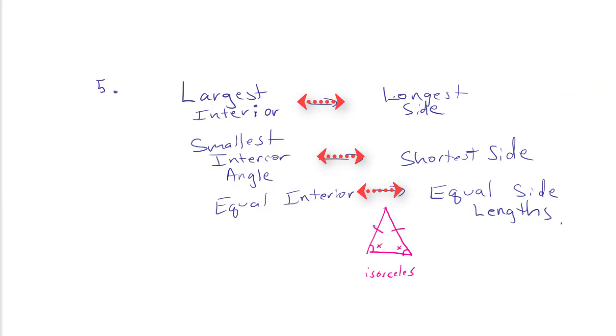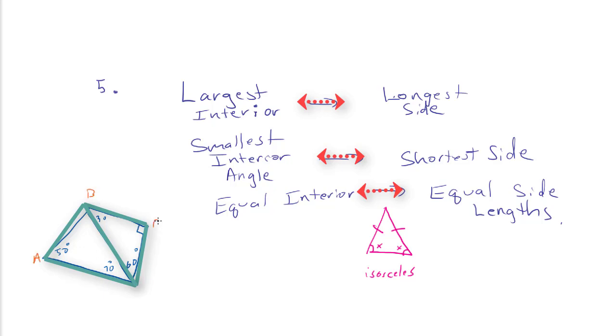So what's a problem that might come into play in this? How would we utilize this? What if I had the following two triangles? We'll label them A, B, C, D. What is the longest side? Well, a lot of students will look at it and say, okay, I got 30 degrees, 50 degrees, 60 degrees, 70 degrees, 90 degrees. 90 degrees is my largest interior angle. Therefore, opposite that is my longest side. This BD must be my longest side.